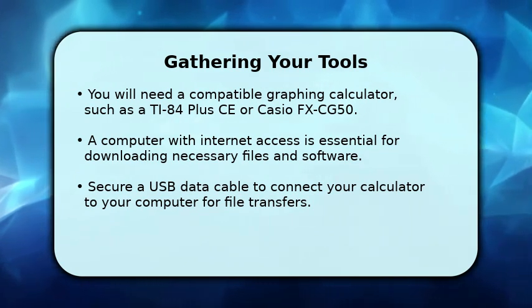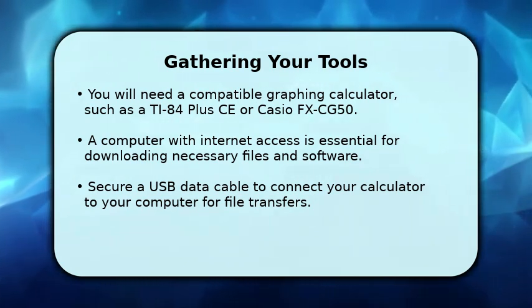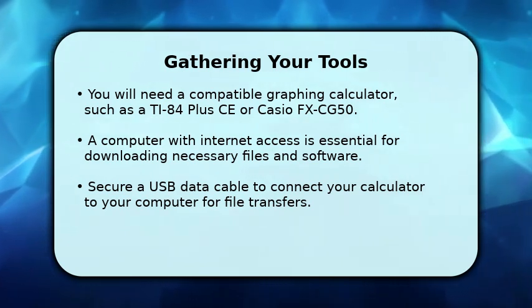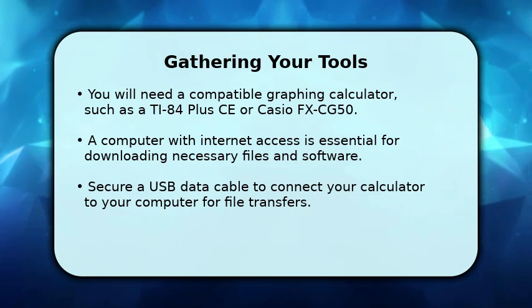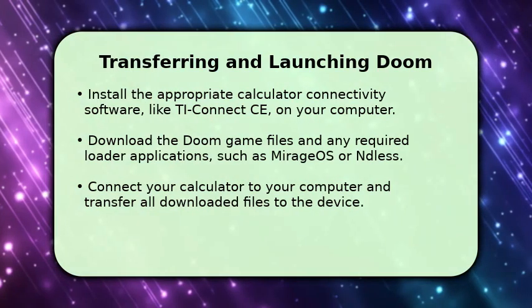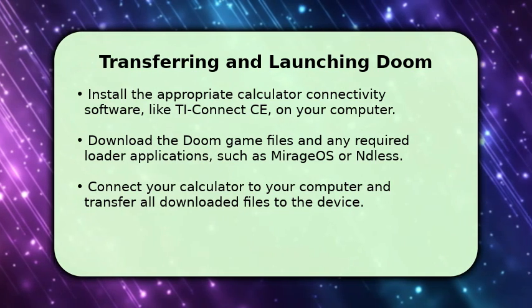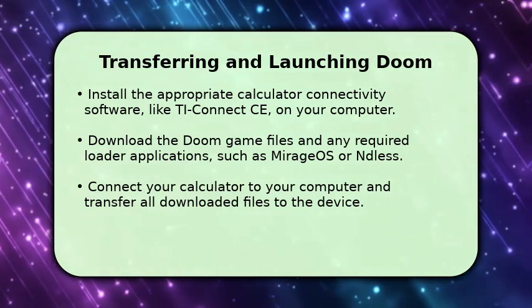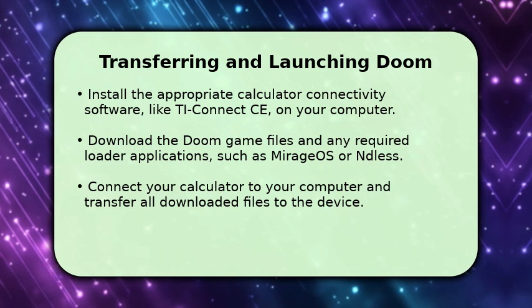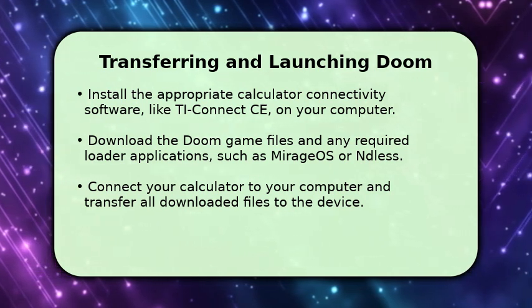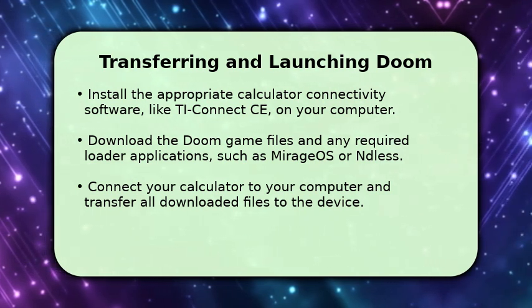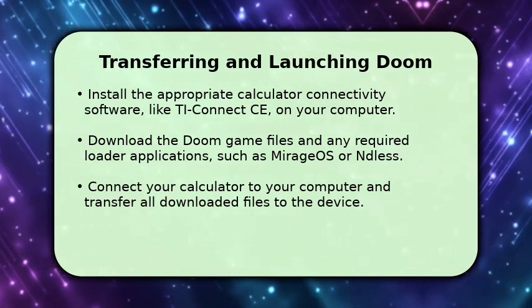Essential software includes TI Connect CE for Texas Instruments calculators and a program like Mirage OS or NDLS to run the game files. Once you have your tools, install the calculator connectivity software, such as TI Connect CE, on your computer. Next, download the Doom game files, often in formats like 8XP or TNS, along with any required loader applications.